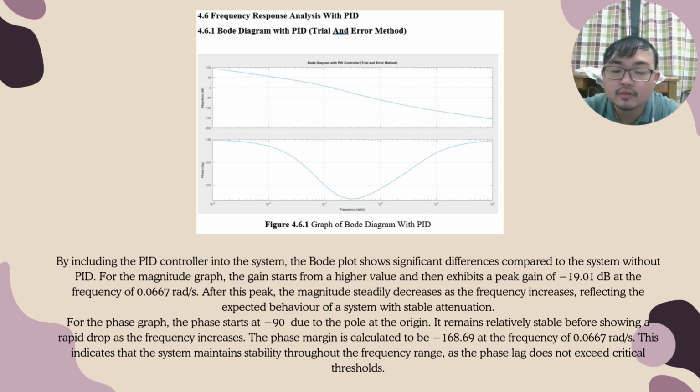For the phase diagram, the phase starts at negative 90 degrees due to the pole at the origin. It remains relatively stable before showing a rapid drop as the frequency increases. The phase margin is calculated to be negative 168.69 at the frequency of 0.0667 radian per second. This indicates that the system maintains stability through the frequency range, as the phase lag does not exceed critical thresholds.